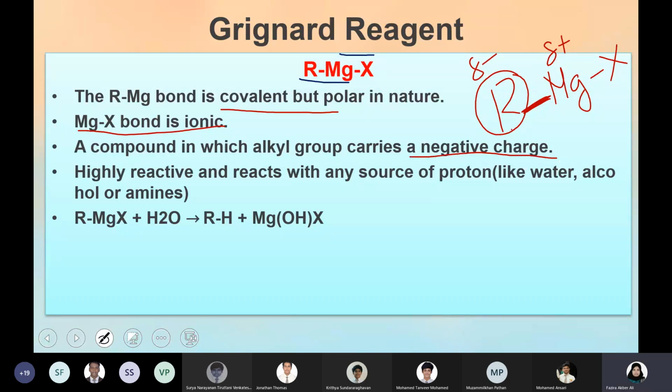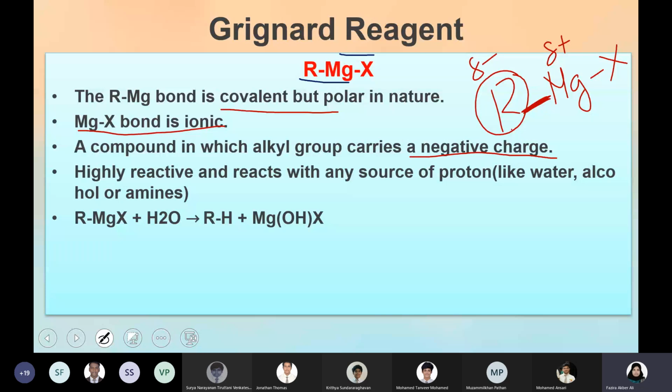Because usually we have seen in so many reactions that the carbon chain or the alkyl group is getting a positive charge. And here this is one example where the carbon chain has a negative charge because it has been bonded to the metal, which is more positive than the carbon. So that is why Grignard reagent is highly important. It is highly reactive, and it can react with any compound containing protons.